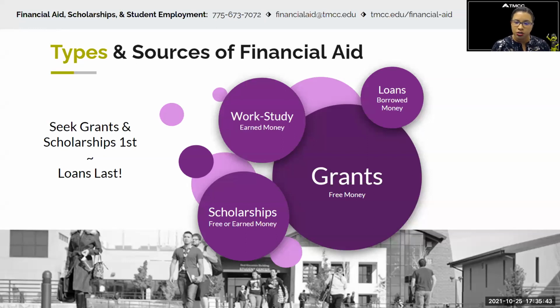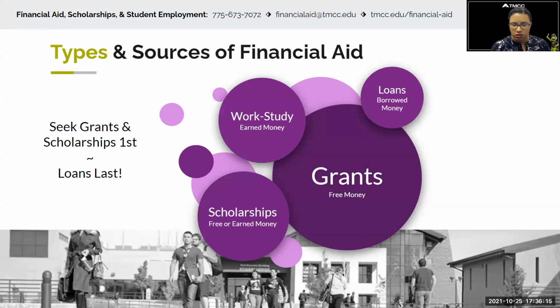There's also work study. Work study is earned money. This is the one that a lot of students don't think about when they're applying for financial aid. What it is, is a way of earning a regular paycheck from your school and from the government through a work study grant. And you get paid hourly just like you would with any other job. Most of the time you would be working on campus for work study.